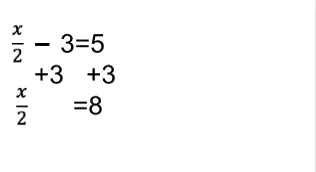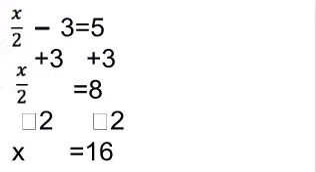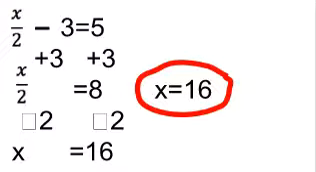Adding 3 to the left side of the equation leaves x over 2. Adding 3 to the 5 on the right side of the equation gives 8. So now how is x not by itself? It's being divided by 2. So how do I get rid of it? Multiply both sides by 2. Multiplying x divided by 2 times 2 gets the 2's to cancel, leaving only x on the left side, which is what we want. Multiplying the 8 on the right side by 2 gives 16. So the answer is x equals 16.